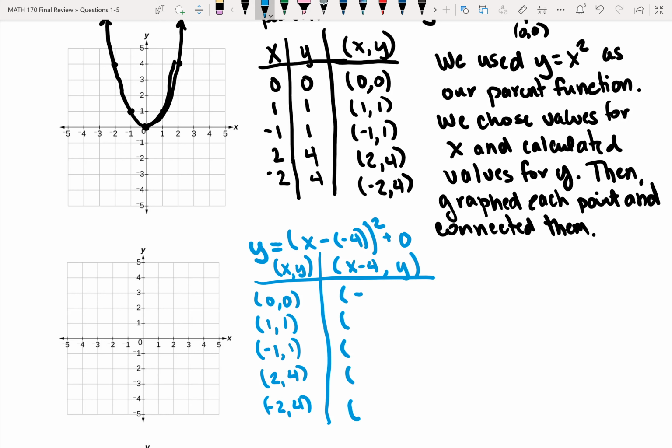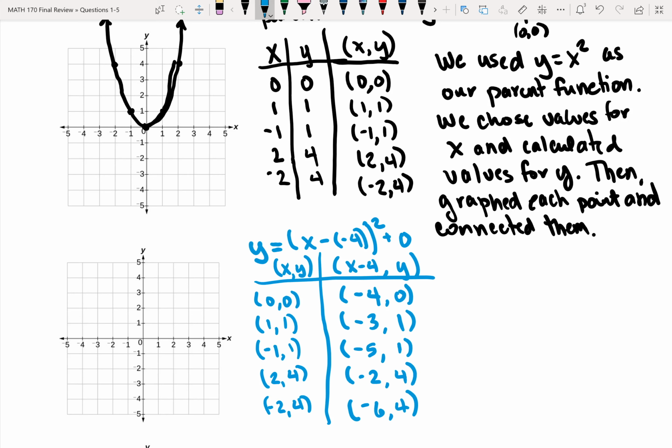0 minus 4 is -4, and I keep my y value at 0. 1 minus 4 is -3. Keep my y value the same. -1 minus 4 is -5. Keep my y value. 2 minus 4 is -2. Keep my y value at 4, and -2 minus 4 is -6. And I keep my y value the same. So what I did was I shifted this whole graph to the left 4.